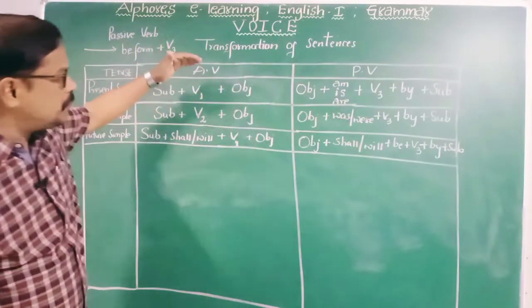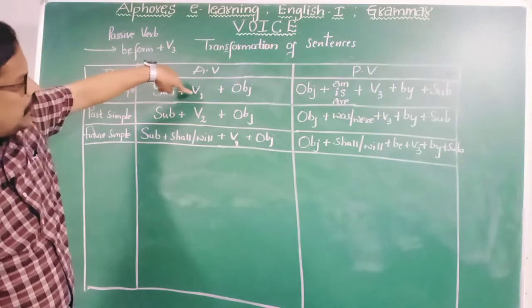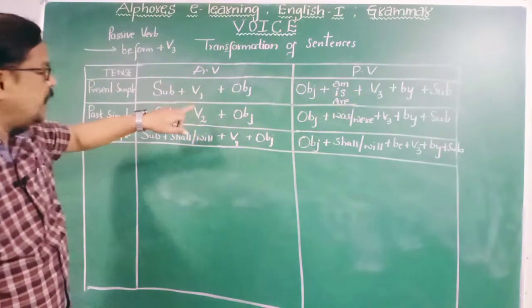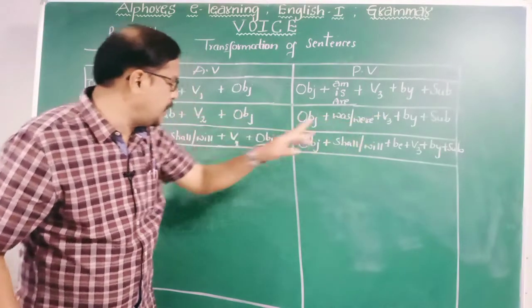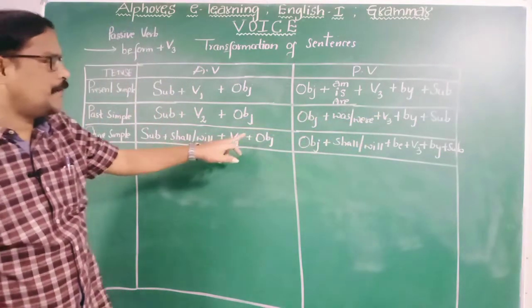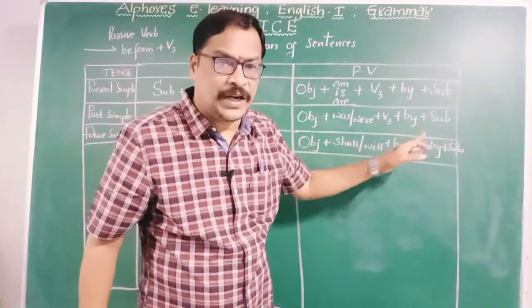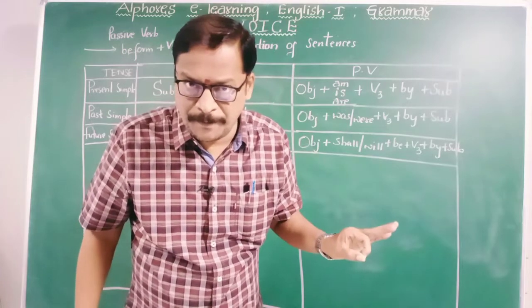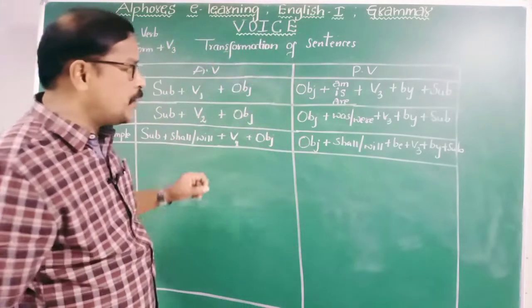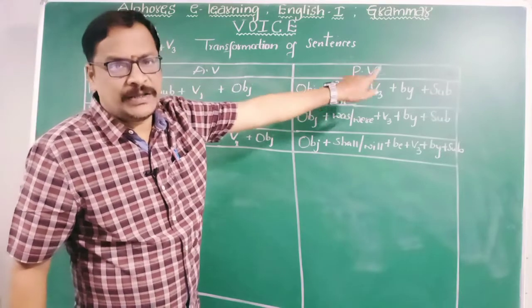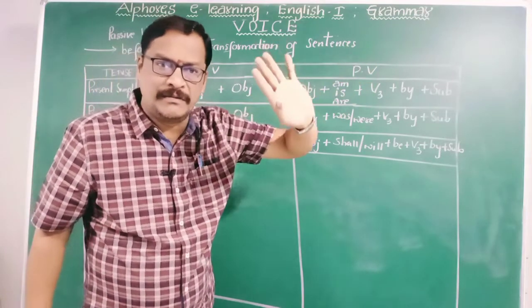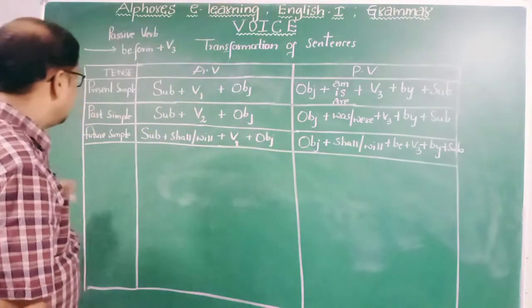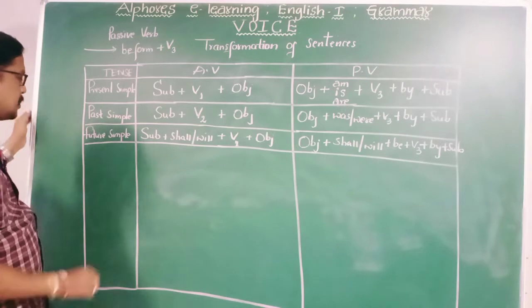Just you carefully observe the structures. Here comes V1. When it is V1, am or is or are, V3. And when it is V2, was or were, V3. And when it is shall or will V1, shall or will be, V3. You all should know the verb forms thoroughly. Okay, unless you write the verb form correctly, the sentence is not meaningful. Okay, this is present simple, past simple, and future simple.